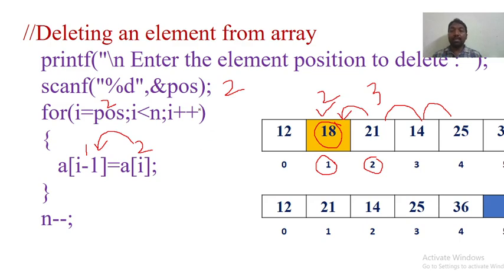Now the loop repeats again. At this time, in the second index the third index value is stored, and in the third index the fourth index value is stored. Like that it continues up to the last element, and at last the last index value will become empty. So I am decreasing the size with n minus minus, and then there are 5 elements. I hope you understand this logic clearly.